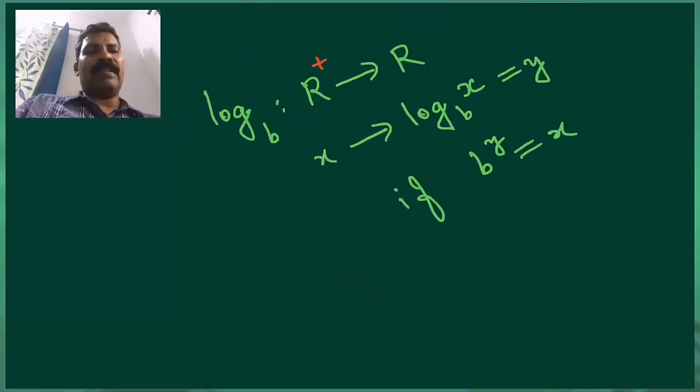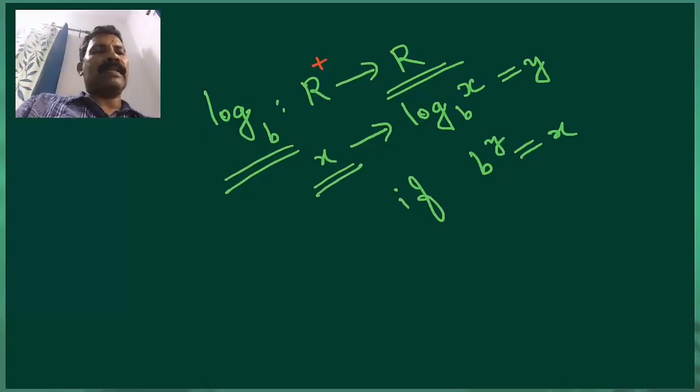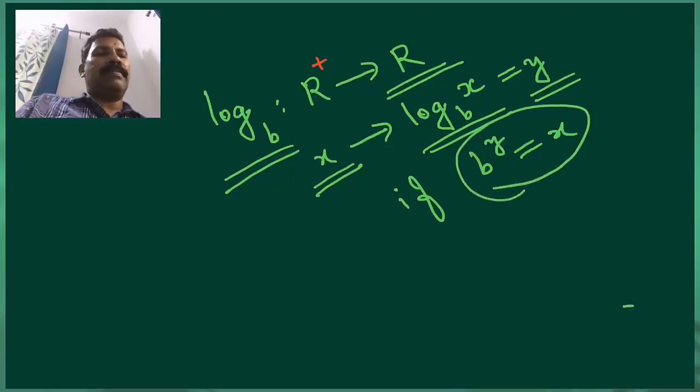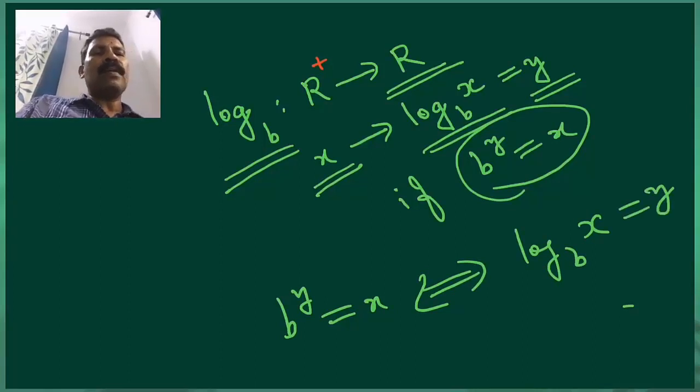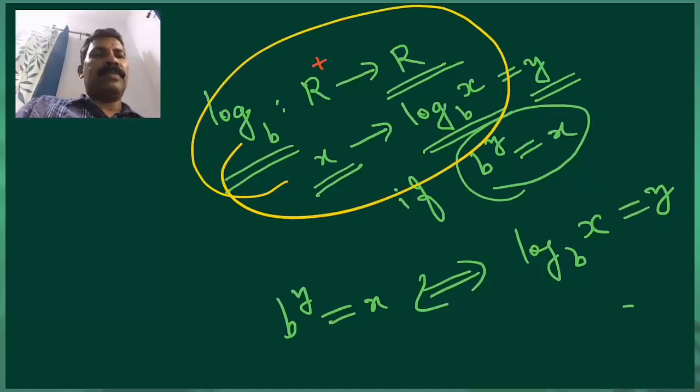A logarithmic function with the base b is defined from R positive to R, that is from the set of all positive real numbers to the set of all real numbers. Then it will be associating x with a y value which equals log of x to the base b. And the meaning is that b power y should be x, that is b power y is equal to x. Then logarithm of x to the base b is y. So this function is what is called a logarithmic function.